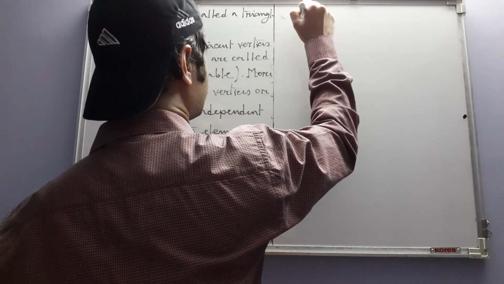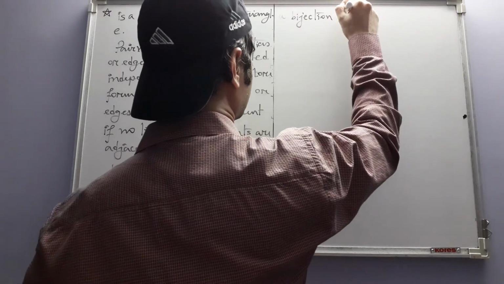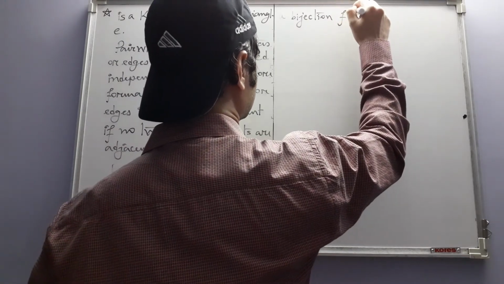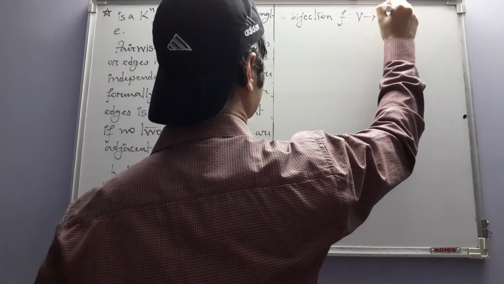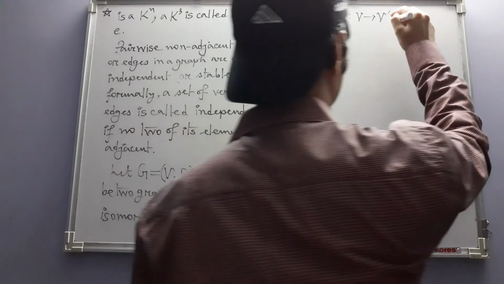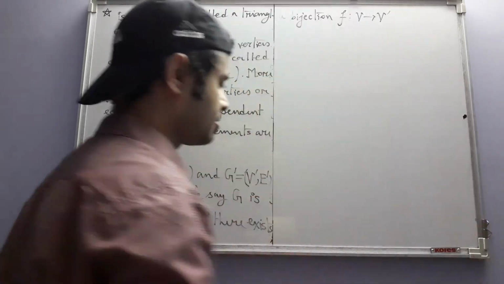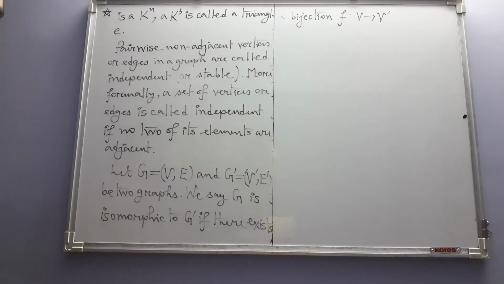A bijective map or a bijection f from V to V prime, okay, such that bijection means it has to be both injective and surjective, or one-to-one and onto.